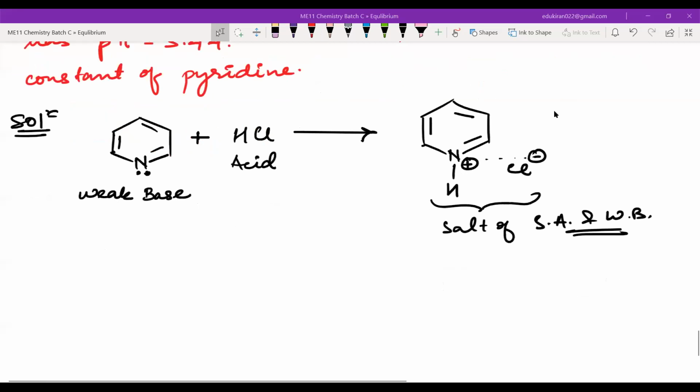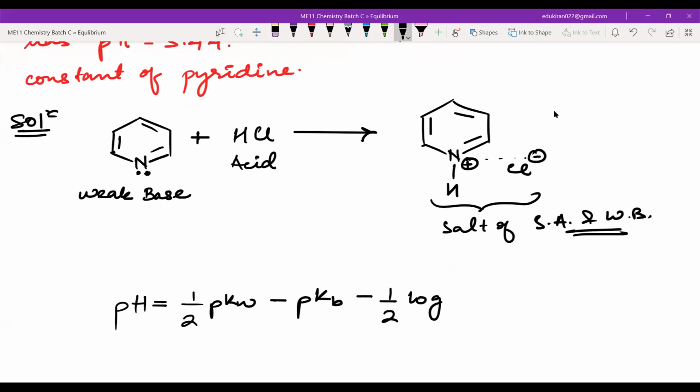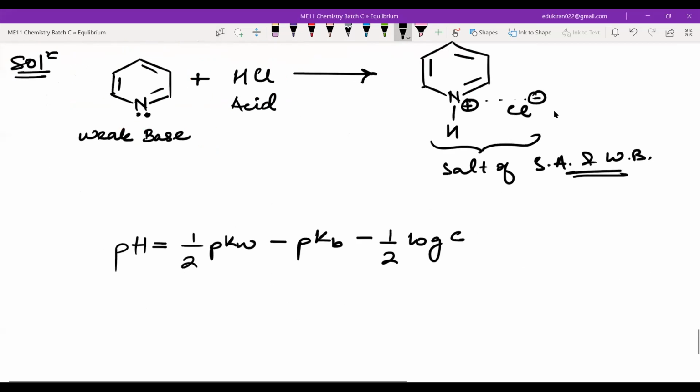So now when we have a salt of strong acid and weak base, we write the pH. It is equal to half of pKw minus half of pKb minus half of log C, right? So this will be equal to 7 minus half of the pKb.